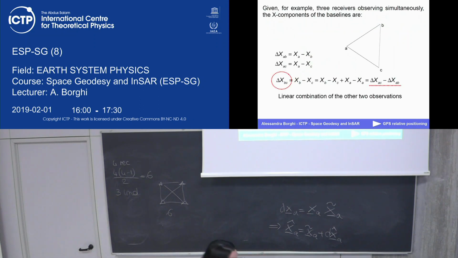Okay, you can see in this slide why. As we have computed with the double differences, it's easy. If you compute, for instance, the x component of the baseline AB, and you consider the baseline AC, if you have a triangle, the number of independent baselines is 2. In fact, this baseline, for instance BC, is given by a combination of the other 2.